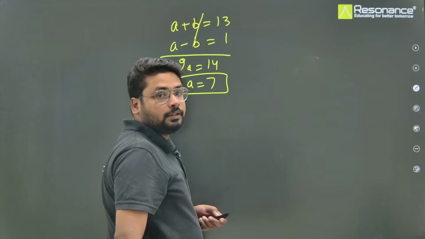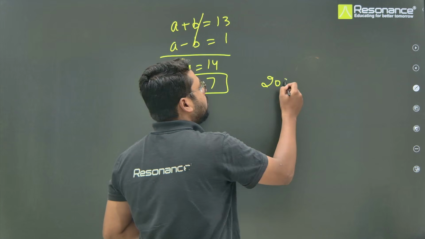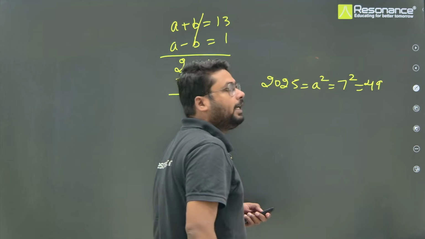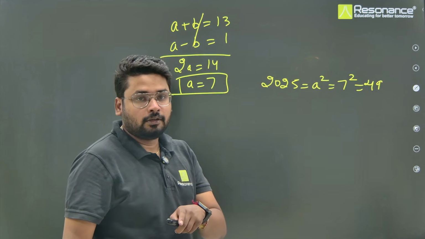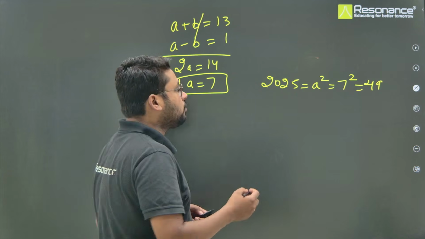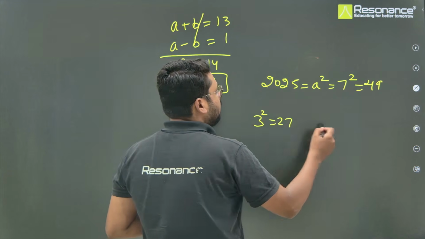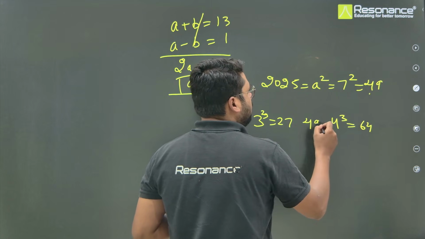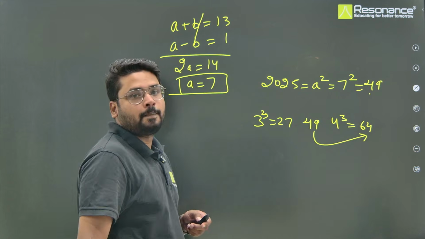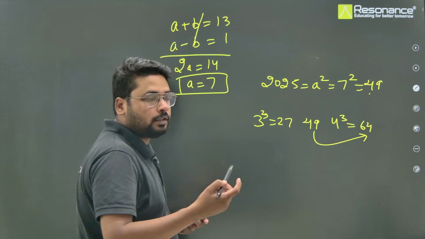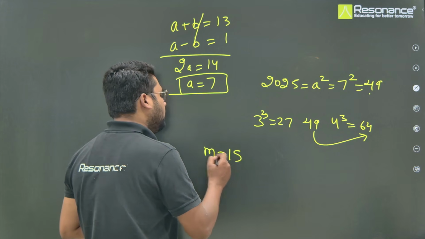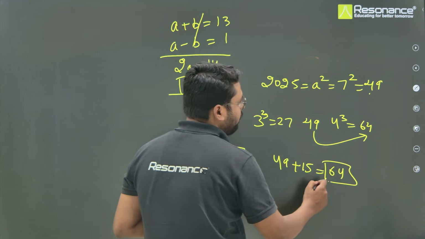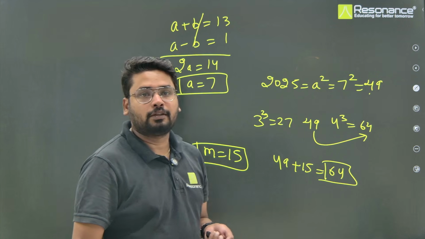This means that in 2025, because we have taken age as a square, 7 square is 49. So his age in 2025 is 49. Now we need a perfect cube. So 3 cube is 27, and 4 cube is 64. So after 49, 64 is a perfect cube number. So we need 15 more years. So the smallest possible value of m will be 15, because 49 plus 15 is 64, and this 64 is a perfect cube number. So our correct answer is 15.